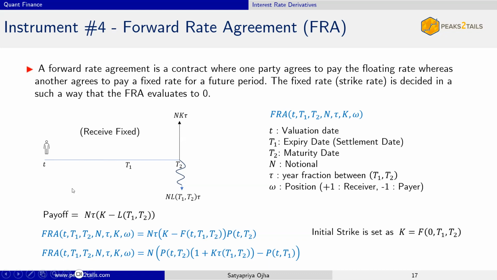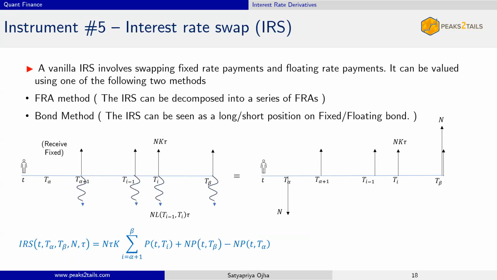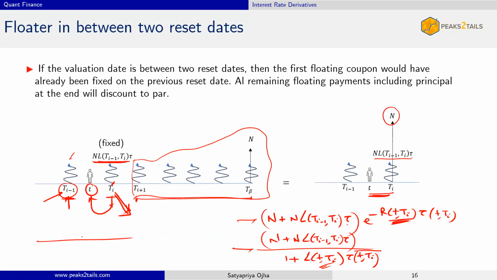It is only the time till the next reset date, because any floating rate bond discounts to par at N. So if you are here, and this is T alpha, the first reset date, this whole floating rate bond is just like a zero coupon bond with a notional N. There is nothing in between. So the maturity of the zero coupon bond is T alpha minus T. So basically, it's the time till the next reset date. That's the time to maturity, and that's the duration.